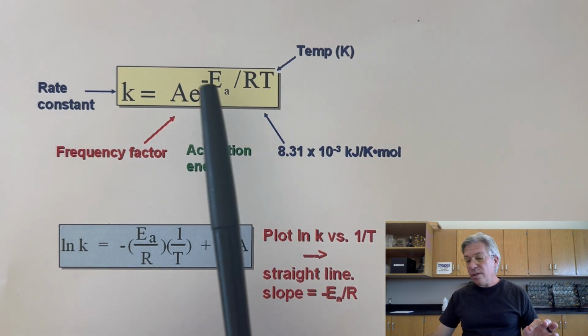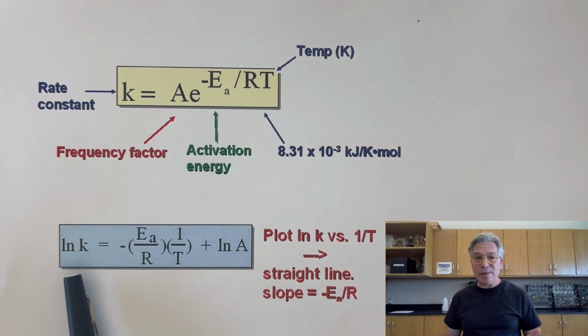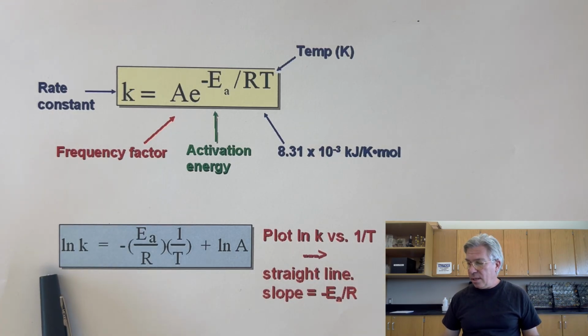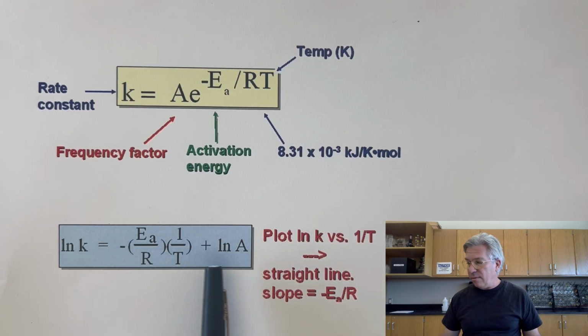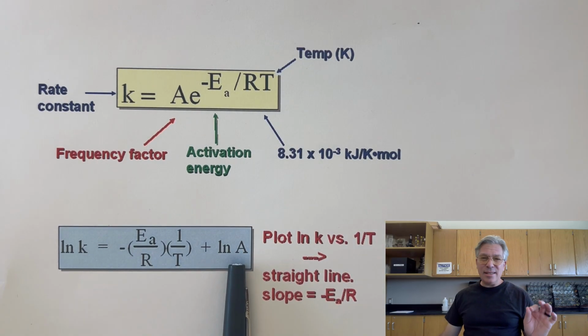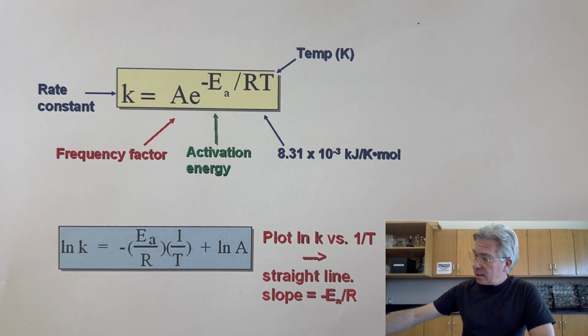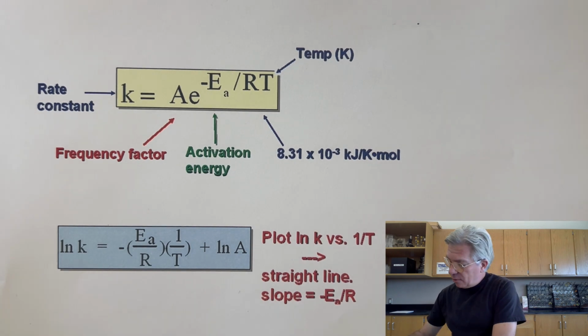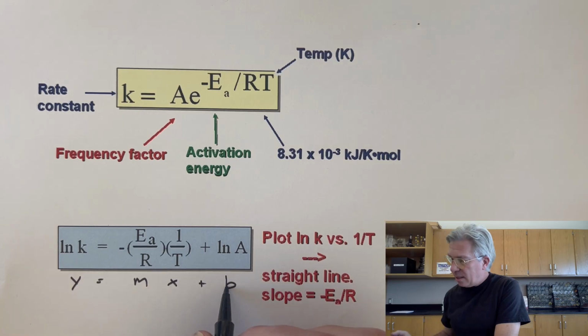Well, we can rearrange this, and then we get this thing. Basically, we rearrange it by taking the natural log of both sides. So now I get natural log of k equals negative Ea over R, times 1 over T, plus the ln of A. And if your spidey sense is tingling right now, like, that looks suspiciously like a straight line equation, Mr. Rudolph, you are right. Because that is in the form y equals mx plus b.